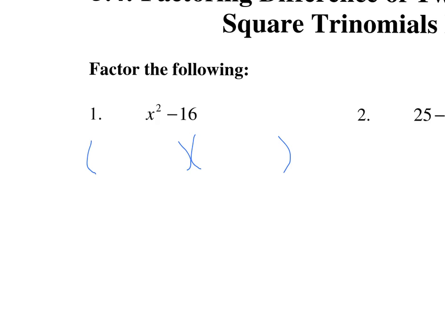And then you square root the first term, goes here and here. X times x makes x squared. Square root the second term. 4 times 4 makes 16. And the signs are one of each, a plus and a minus. And that's all you have to do for factoring the difference of squares. The hard part is remembering and recognizing it. It's always a binomial, two terms, and each term is a perfect square. You can take the square root of it, and it's always a subtract.